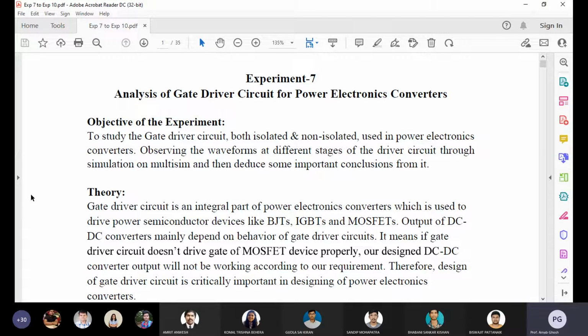So we are talking about the isolated gate driver circuit, where there is a protection before sending the pulse to the gate of that MOSFET or control switch. If that isolation is not there, it is called non-isolated. I hope all of you have understood the motivation for the gate driver circuit, and what isolated and non-isolated mean. Are you getting my points?